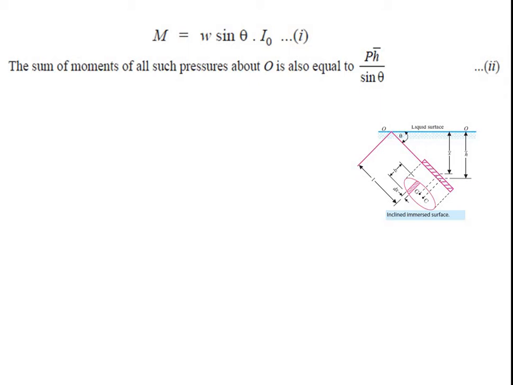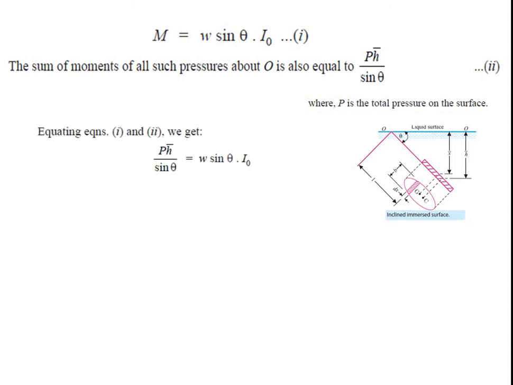Okay. Now again, the sum of moments of all such pressures about point O is also equal to P into h bar divided by sin theta. See, the sum of moments of all such forces about the point O is also equal to P into h bar sin theta, where P is nothing but the total pressure on the surface. So this is called equation number 2.